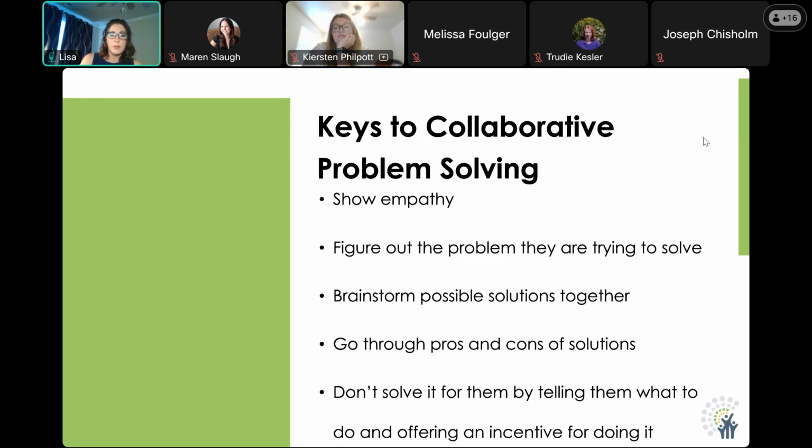So that teaches them, if they are low on persistence and they easily give up, that's just reinforcing that: oh, well, I don't have to do it because my mom or dad will come and do it for me. Or if we offer an incentive for doing the thing, then they're not learning that this is what we do because this is what we do, not because I get something for it.